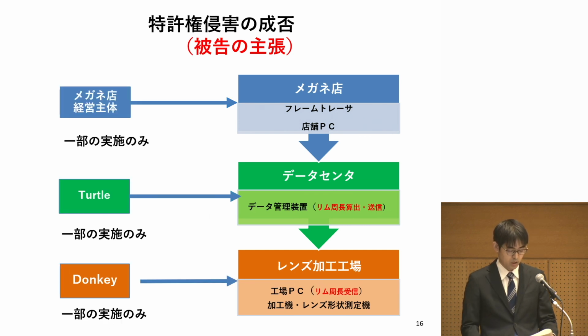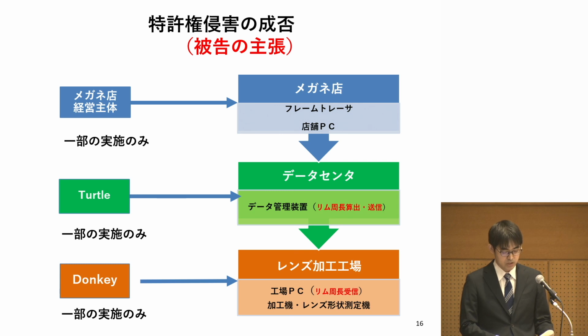Slide 16, please. On the other hand, Donkey argues that an act of infringement of the patent can only be established when a single entity performs all of the elements listed in the claims. In this case, neither Turtle, the optician shops, nor Donkey possesses a device that independently performs all of the elements, and each is only involved in a part of it as a completely separate and independent entity, and then cannot be said to infringe the patent in question.